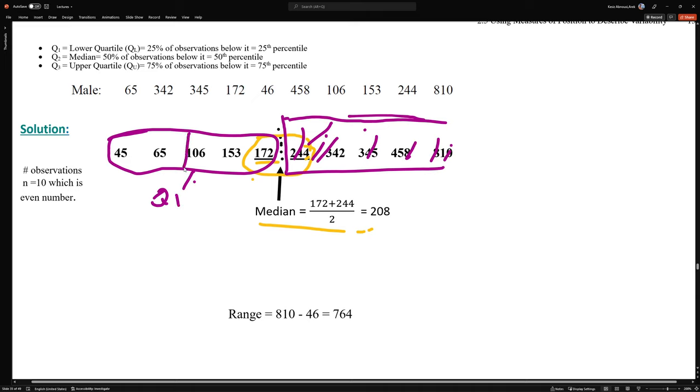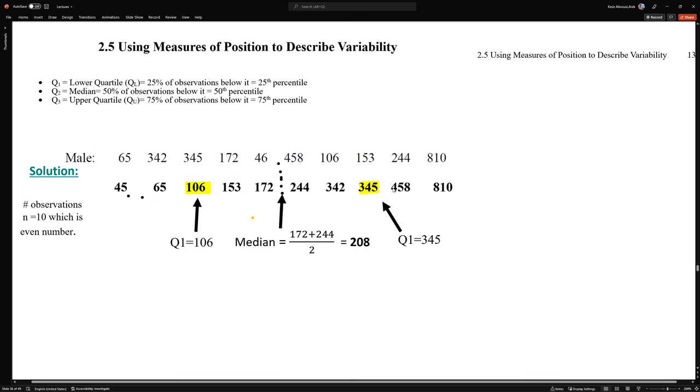Because this time we have a middle number, which is 106. This is quartile 1, and we do the same for quartile 3.